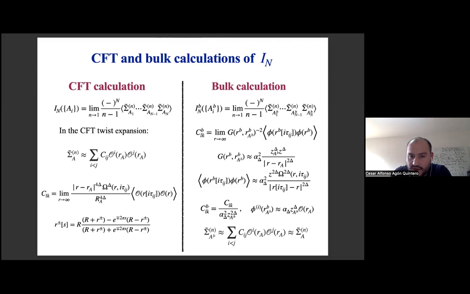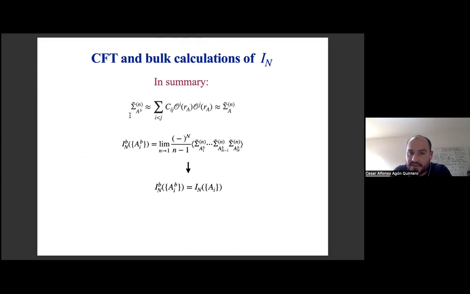So in conclusion, I hope you were able to follow the arguments, but the conclusion is very simple: if the twist operators agree at long distances and inside correlation functions, that means the correlation function that we want to compute will also agree, and therefore the bulk N-partite information is actually identical to the boundary N-partite information.